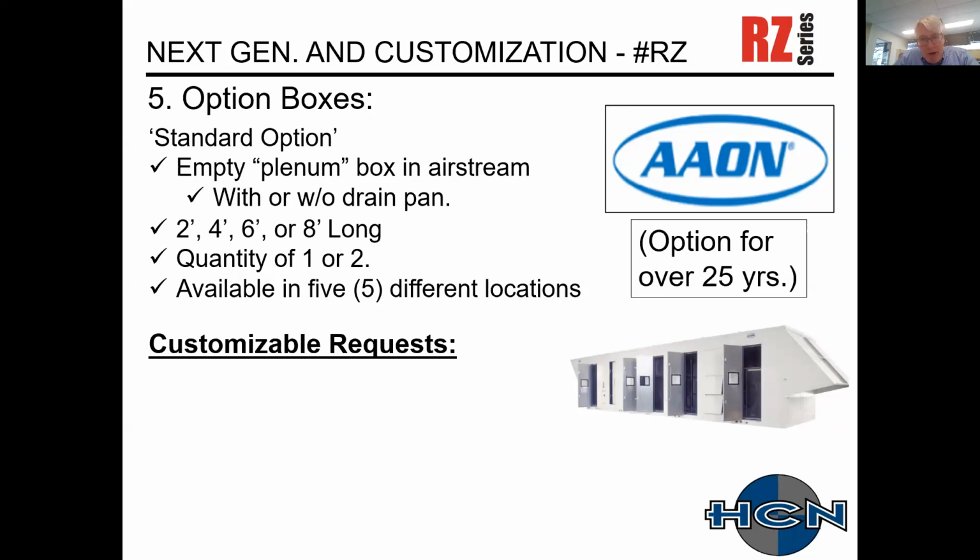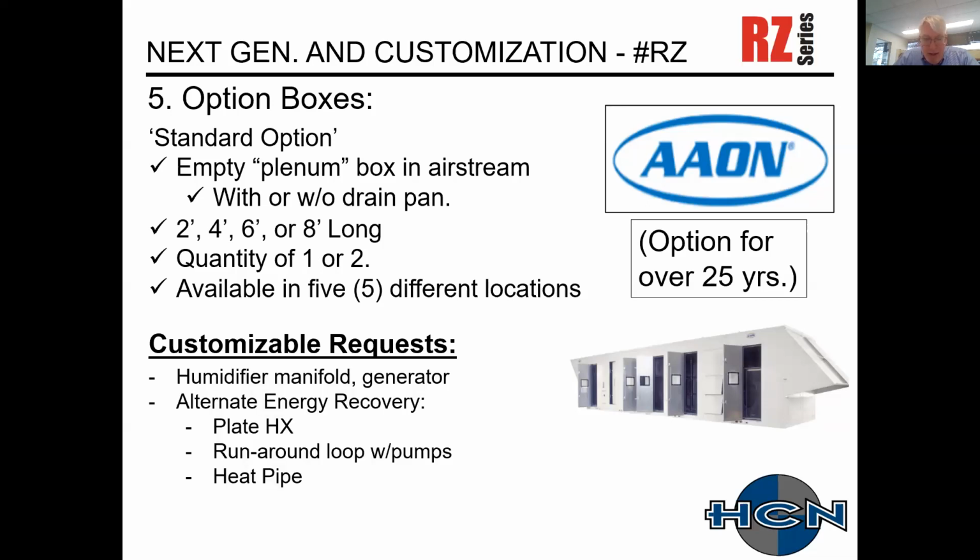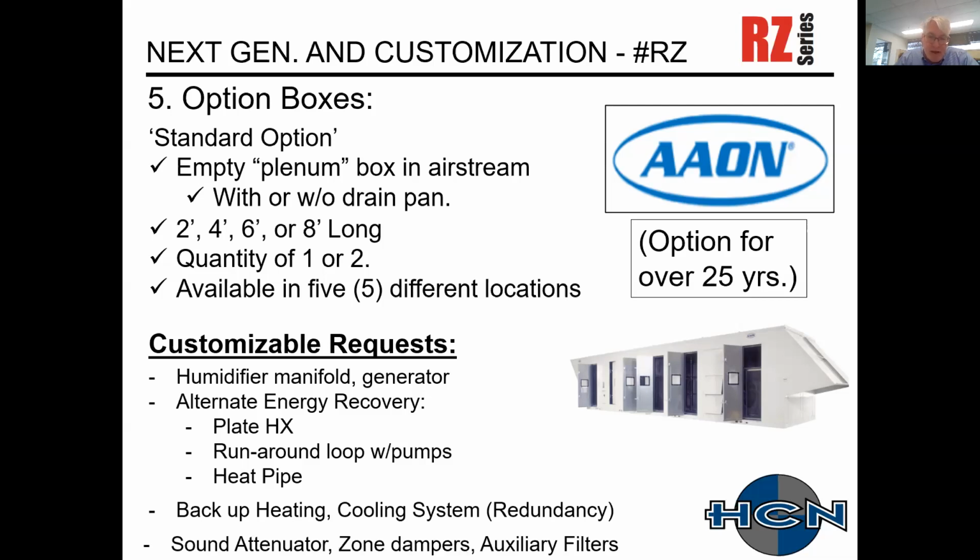Some uses I thought up for these would be to provide a humidifier manifold as well as your generator, alternate energy recovery devices such as a plate heat exchanger, no cross-contamination, the runaround loop or your heat pipe, backup heating and cooling systems with redundancy. We'll talk about that and how you already have that built in with your fan arrays. And then these option boxes, once again, could have sound attenuators or zone dampers or auxiliary filters, like electronic filters, et cetera.